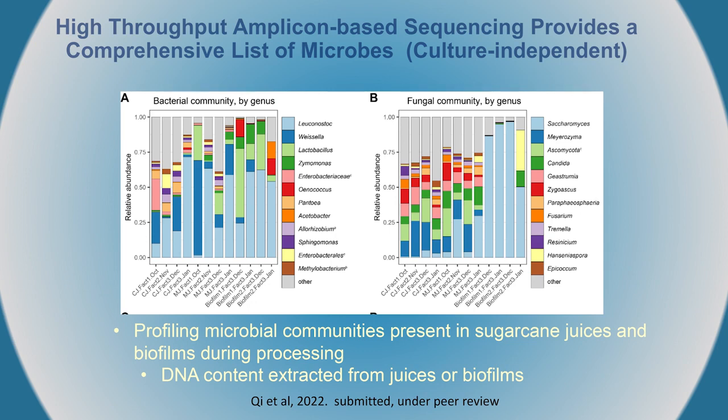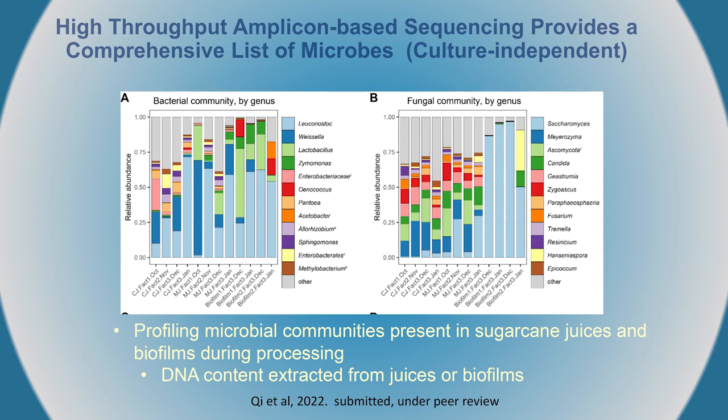But what's interesting when we look at the biofilms, there's less microbial diversity in the biofilms. You can see, again, Leuconostoc with some lactobacilli, sometimes Zymomonas. And so this tells us that not all the bacteria present in the juices go on to form biofilms.